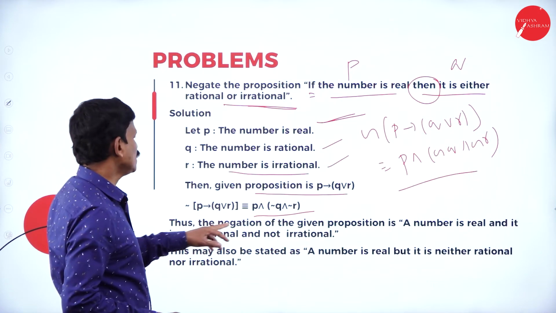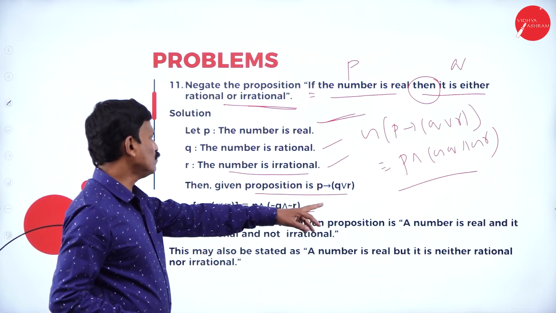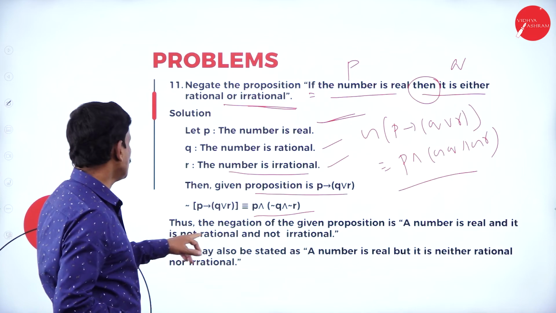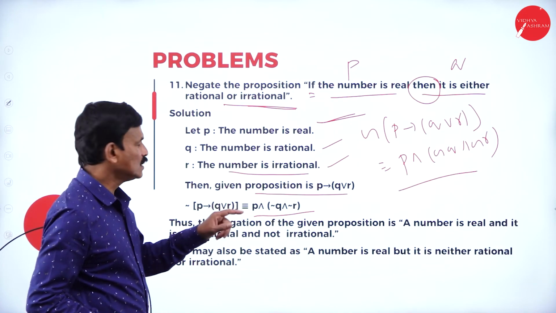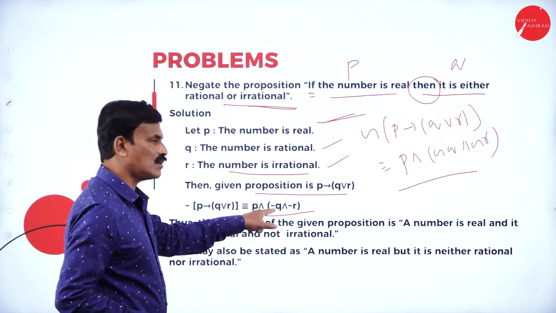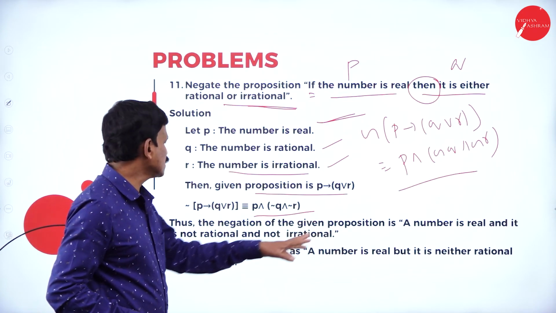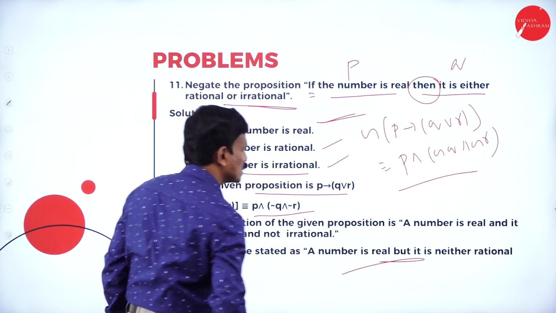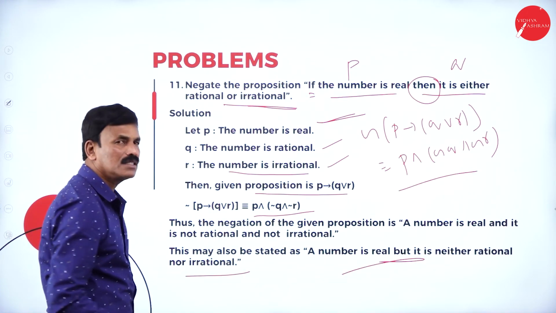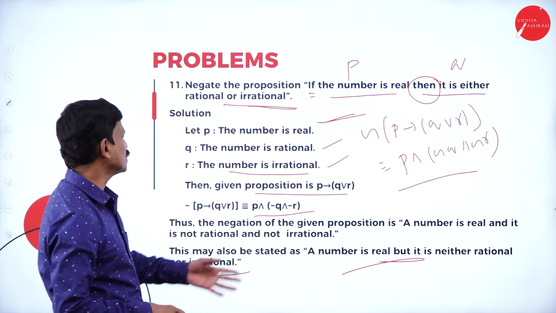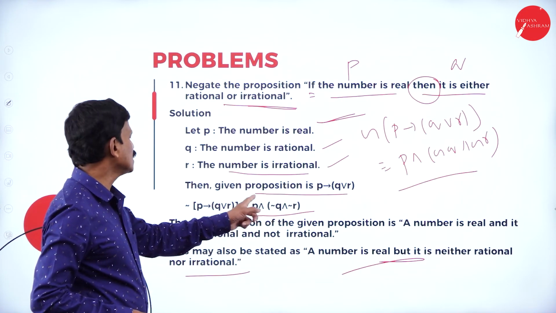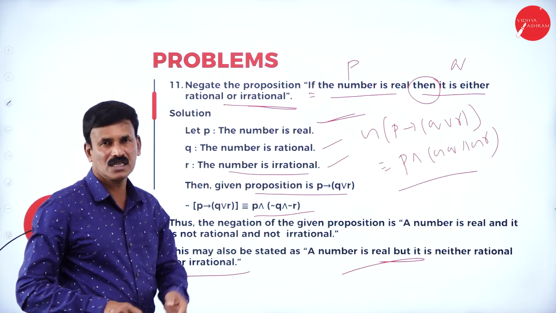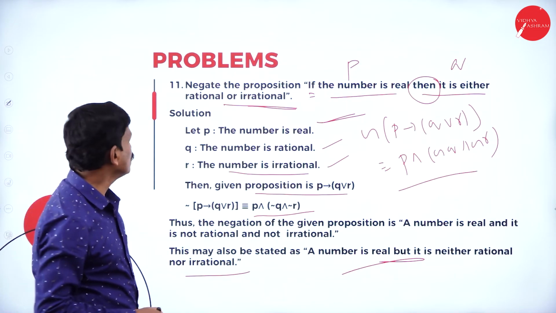Now write this down. The negation of the statement is: a number is real and it is not rational and it is not irrational. Or we can also quote it like this: a number is real but it is neither rational nor irrational. This is the negative for the given statement.